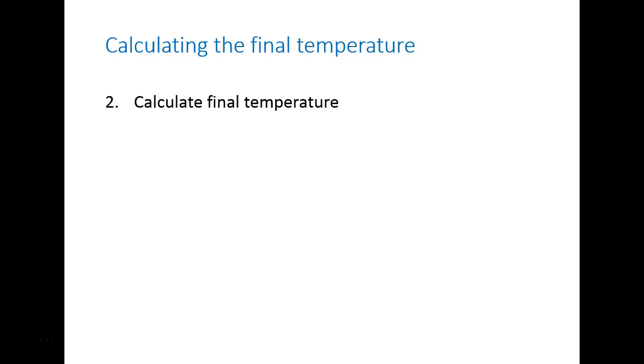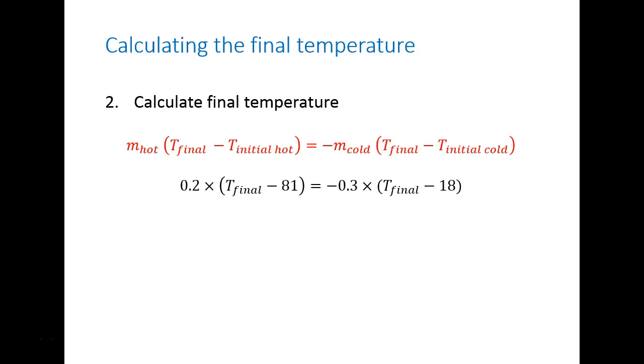Our second step is to calculate the final temperature. So remember the equation that we got before. We're going to put everything that we know in. So we've got mass of the hot water, 0.2, times final temperature minus 81, which is the initial temperature of the hot water, equal to negative 0.3 times the final temperature minus 18, which is the initial temperature of the cold water.